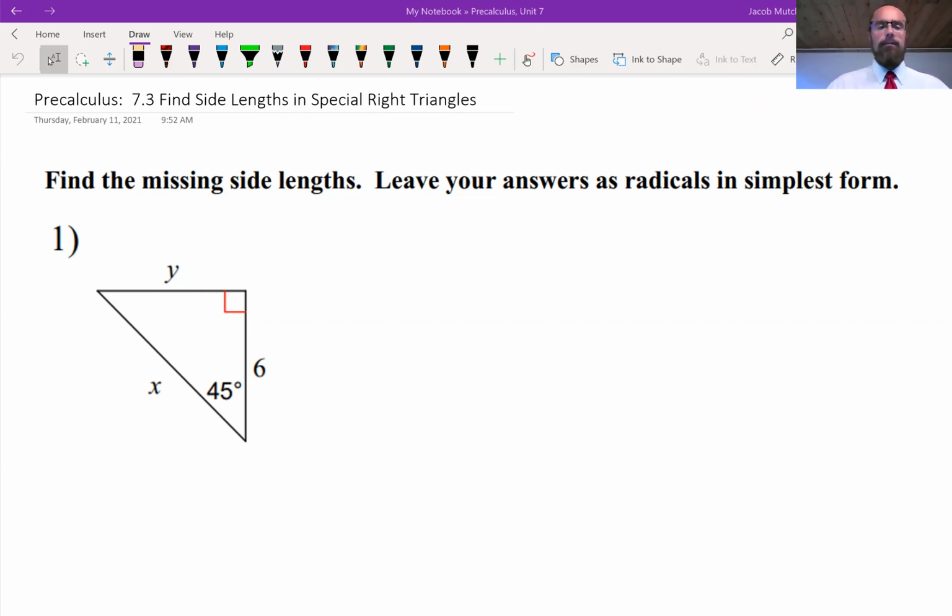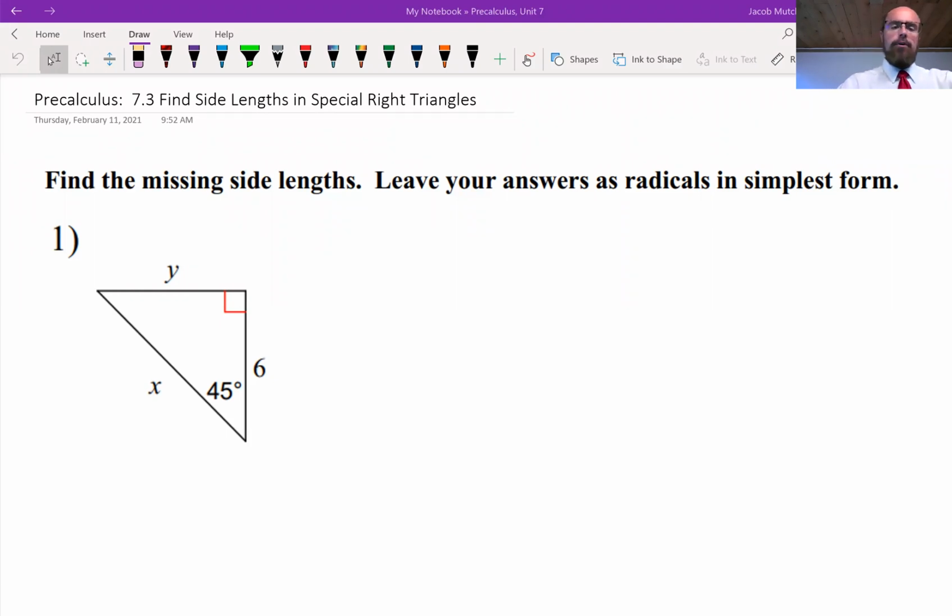I see that I have a special right triangle that has a 45-degree angle for one of the acute angles, and then it's got a 90 there, so it's definitely a right triangle. My task is to find the missing side lengths, and I want to leave my answers as radicals in simplest form.